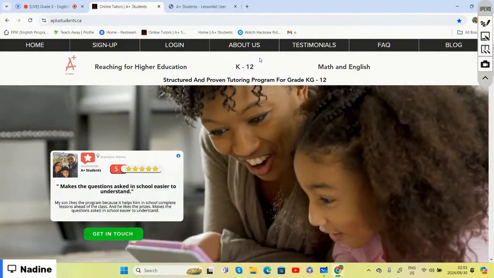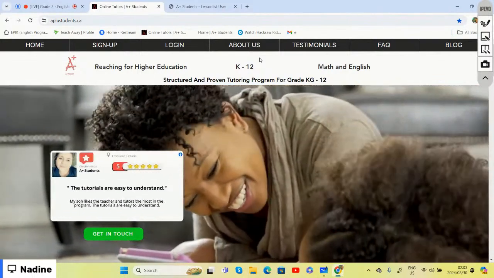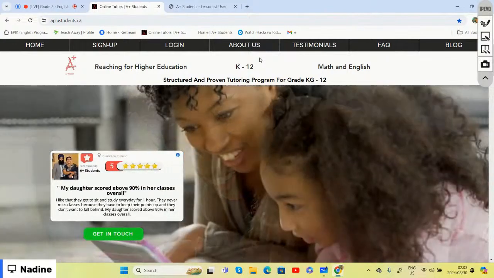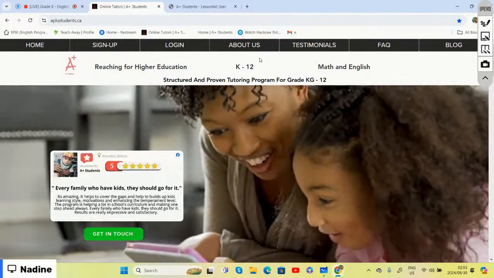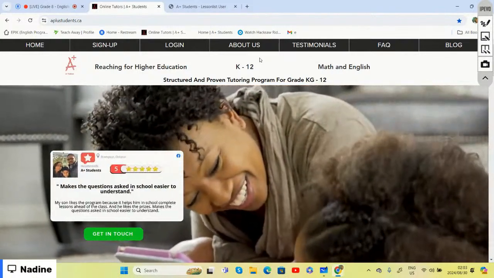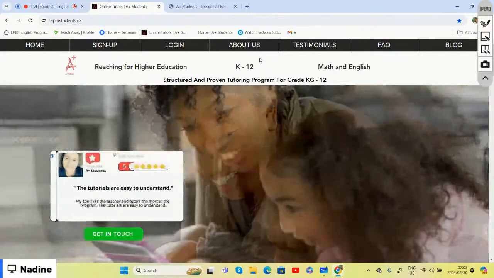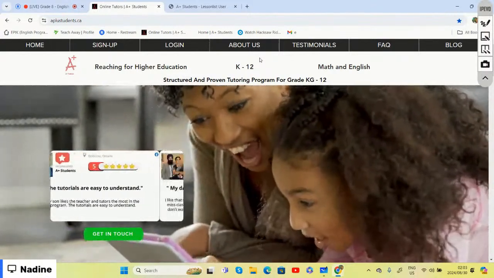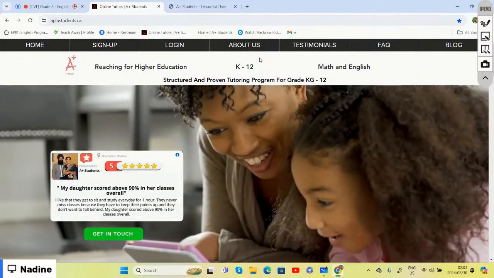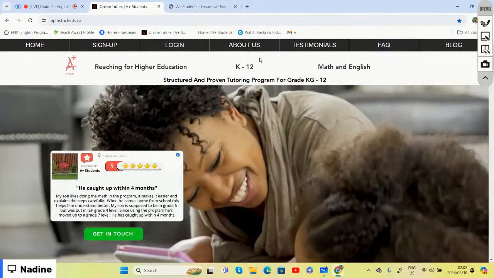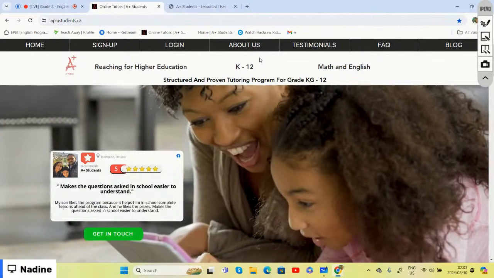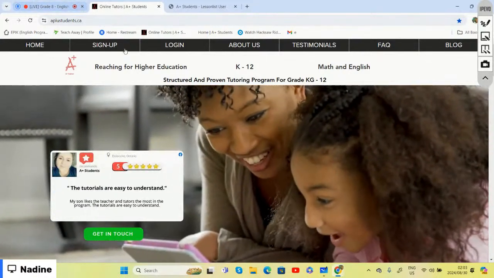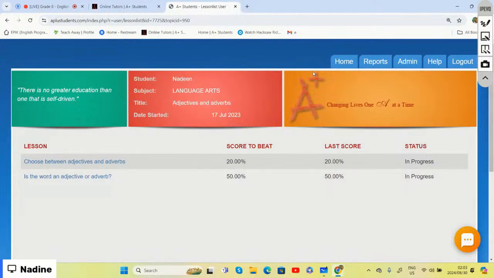Before we start, we're going to log on to aplusstudents.ca. Once you've logged on with our username as well as our password, we're going to select the subject of English Language Arts, grade 8. Then we're going to scroll down until we get to our chapter of adjectives and adverbs.